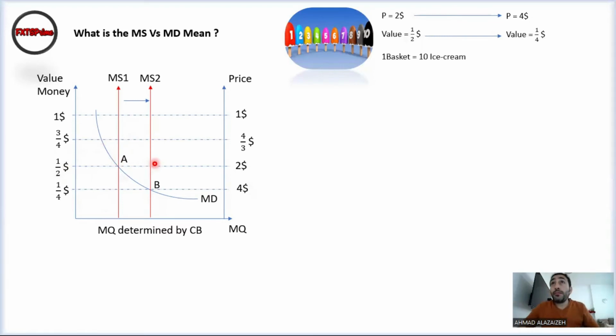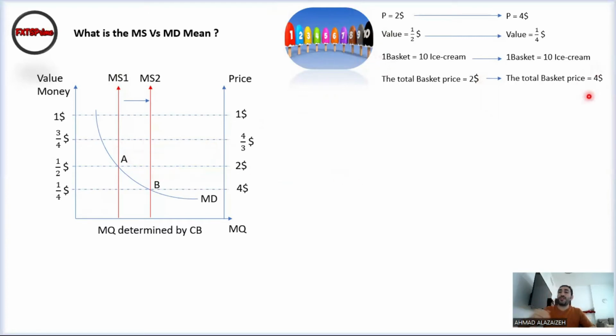So now, one basket equals 10 ice cream pieces, and that doesn't change when we have shifted the money. Still the productivity is the same. It didn't change, so we have only 10 ice cream pieces. The total 10 pieces, that is the basket price, was $2. And when we shifted the money supply, it became $4 because the prices increased, because the value of the money decreased as well.